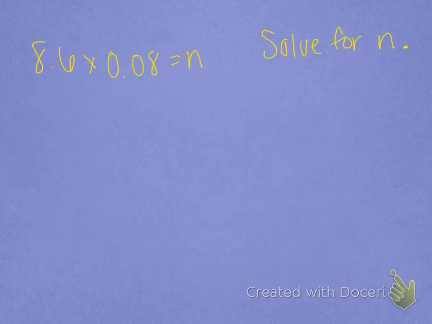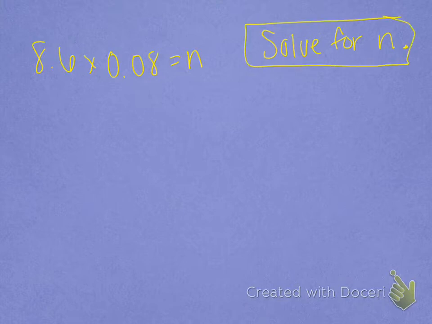All right, so here's your next question. 8.6 times 0.08 equals n, and your directions are solve for n. Remember, if you have a lot of numbers or more numbers, you usually put it on top. But in this case, you do not. You put the greater one on top. And I will tell you why in just a second.